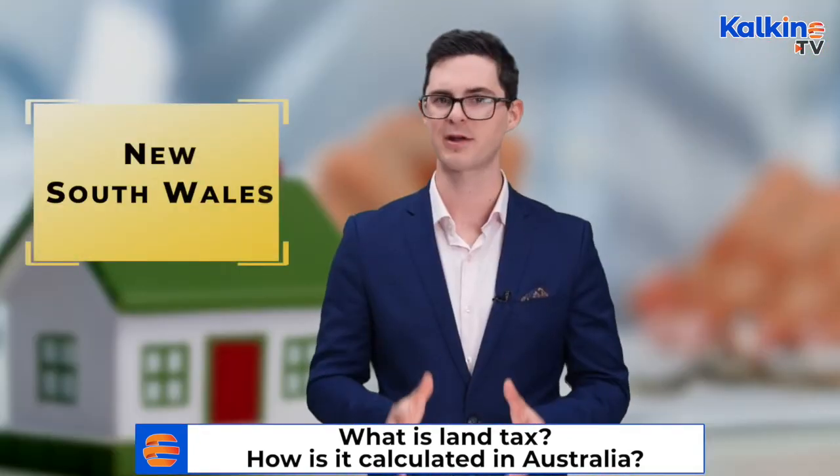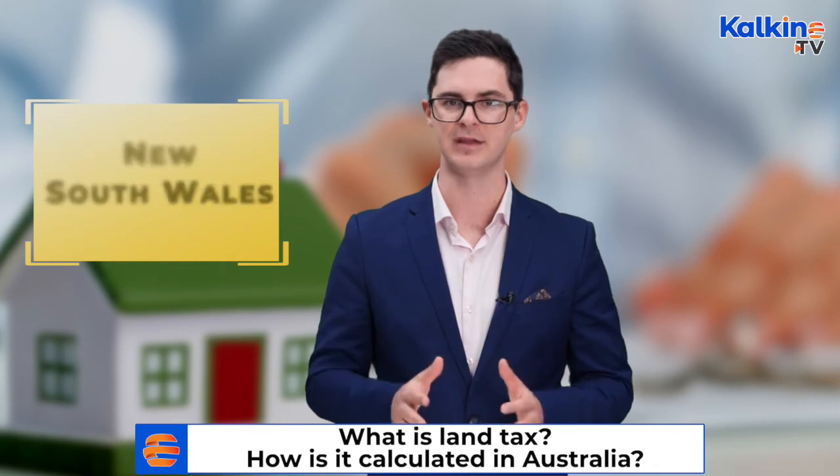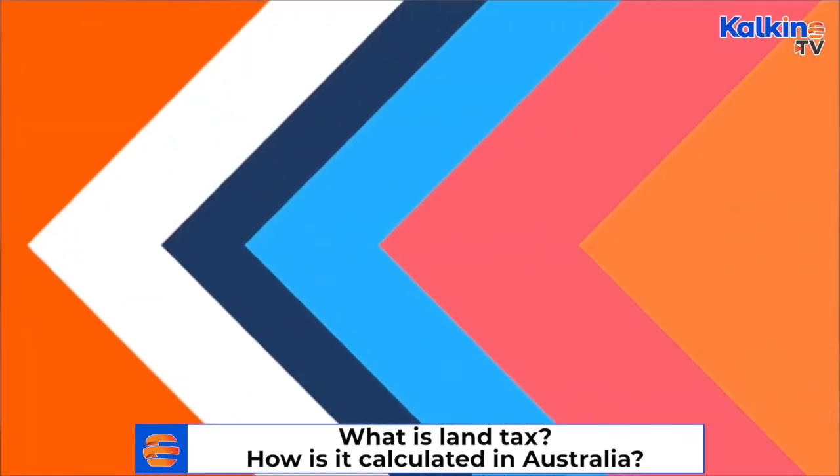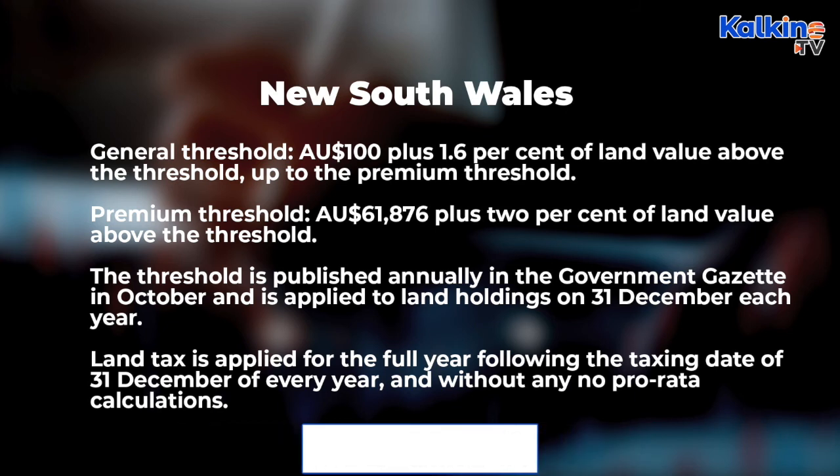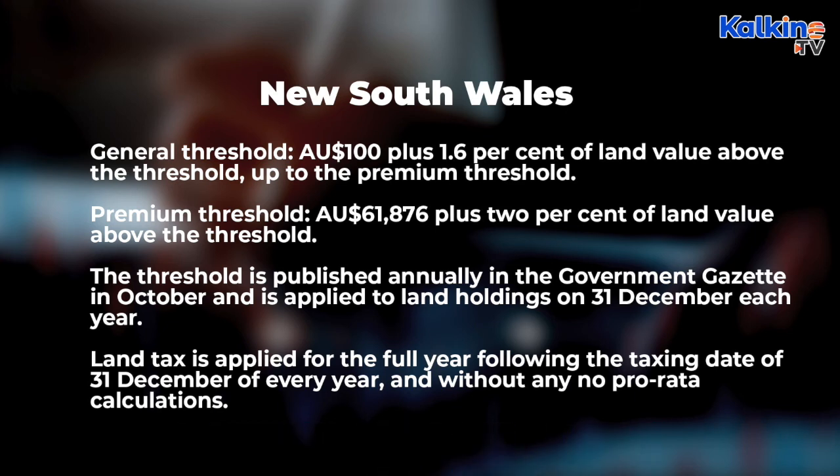In New South Wales, the threshold for land values keeps on changing every year and is applied as follows. There's a general threshold, which is $100 plus 1.6% of land value above the threshold up to the premium threshold. The premium threshold equates to $61,876 plus 2% of land value above the threshold. The threshold is published annually in the Government Gazette in October and is applied to land holdings on the 31st of December each year. Land tax is applied for the full year following the taxing date of 31st of December each year and without any pro rata calculations.